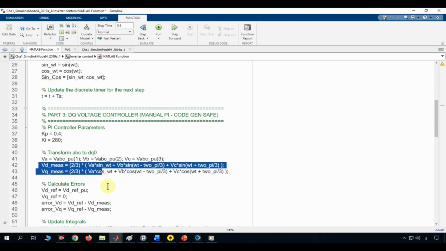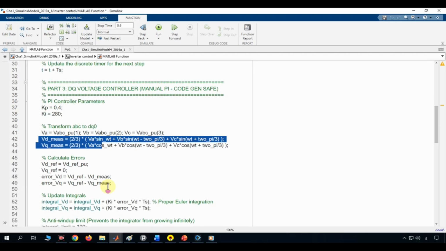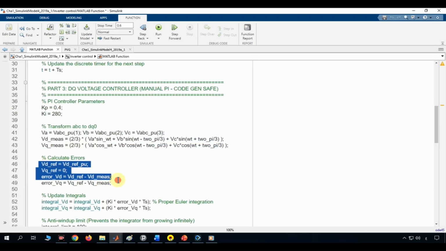Now, the controller compares those measured values against their targets. The D-axis target comes directly from the reference voltage input into this block. The Q-axis target is deliberately set to 0. That's an intentional design choice. By forcing the Q-axis to hold at 0, the controller focuses entirely on regulating voltage magnitude along a single axis, which simplifies the whole control problem.